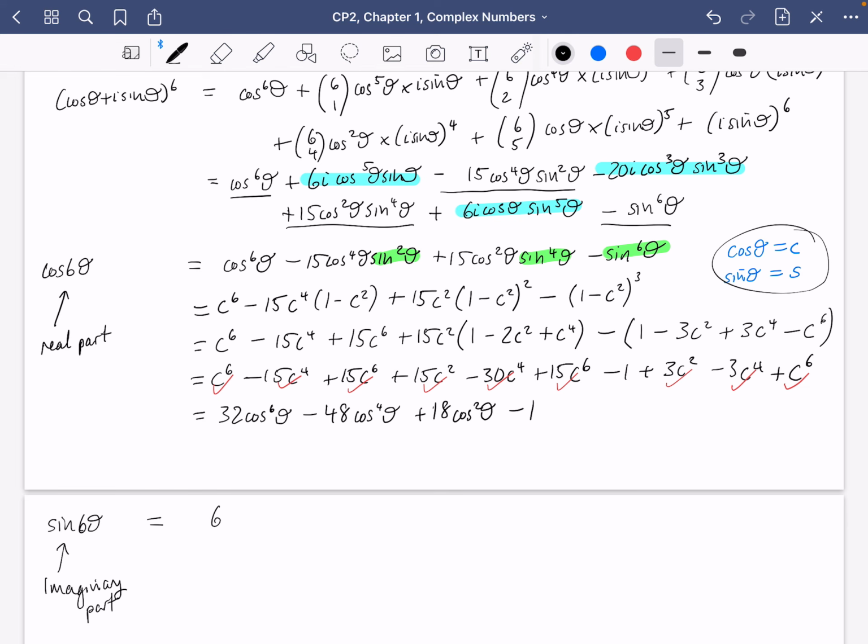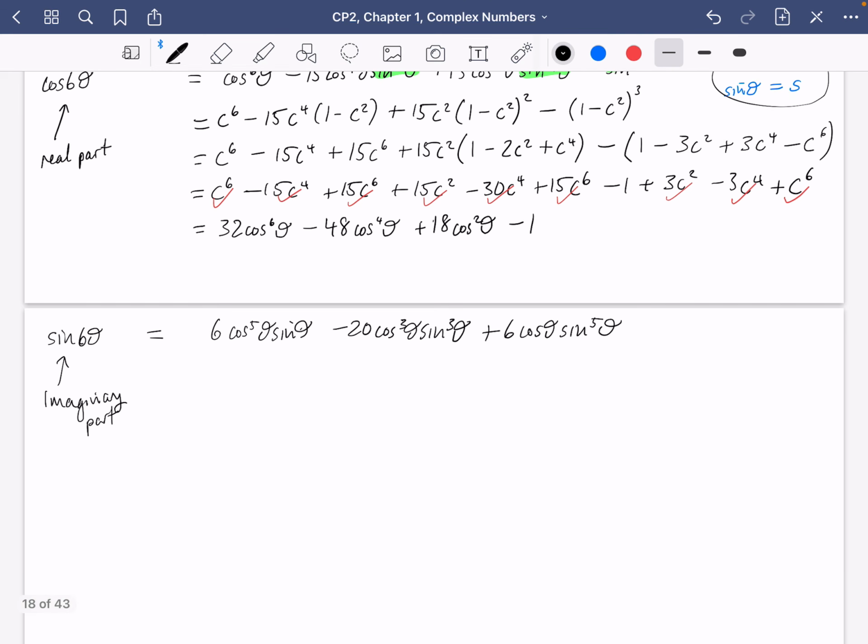So we have 6, and I won't have the i anymore because I don't have the i in front of the sine theta. So it's going to be 6 cos to the power of 5 theta sine theta minus 20 cos cubed theta sine cubed theta plus 6 cos theta sine to the power of 5 theta. And they actually want us to find out what sine 6 theta over sine theta is. So I can divide all of those things by sine theta. And I get 6 cos to the power of 5 theta minus 20 cos cubed theta sine squared theta plus 6 cos theta sine to the power of 4 theta.